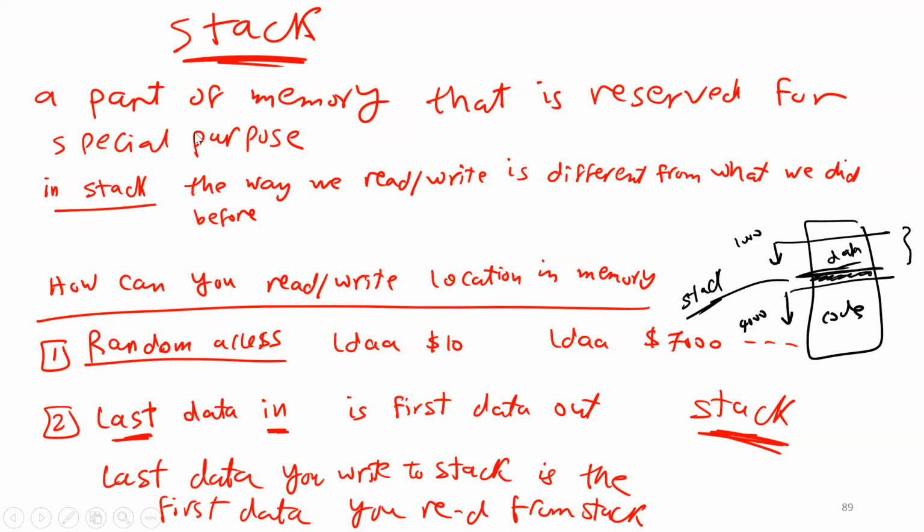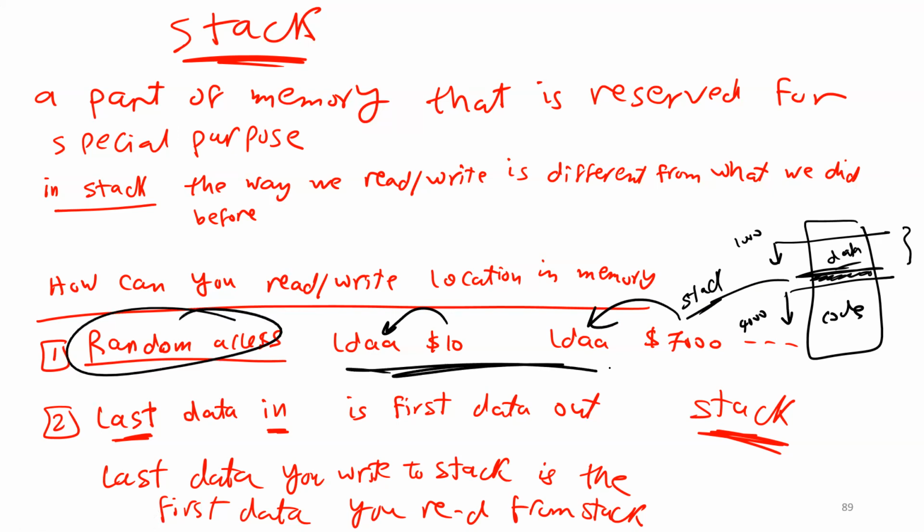So for example, I can read location number 10. After 10, I can read location number 7000, right? This is the way. That's why it's called random access. This is what we did before. Is that okay? I can read any location in the memory randomly. There is no specific way or specific order to read memory.